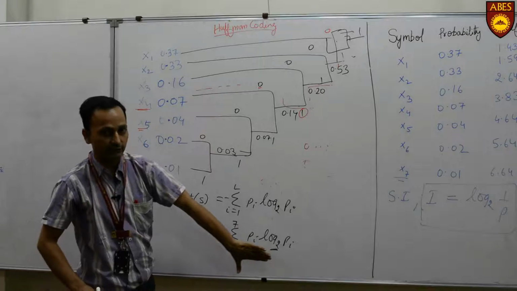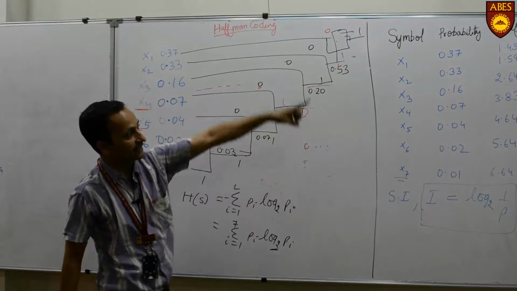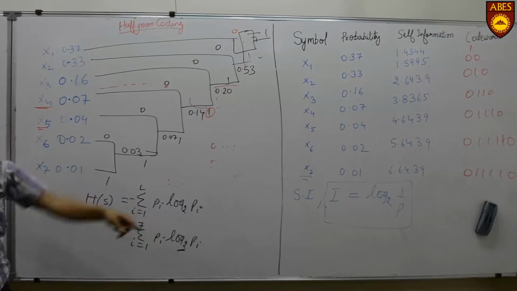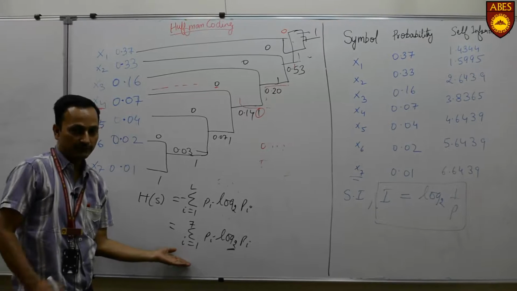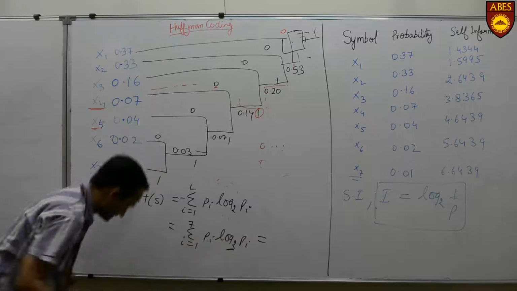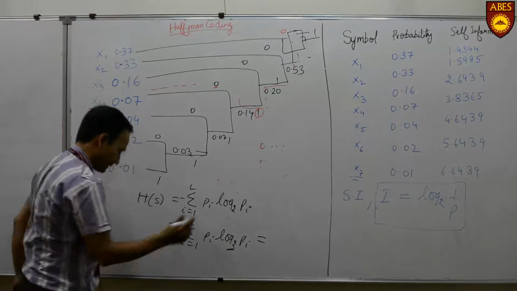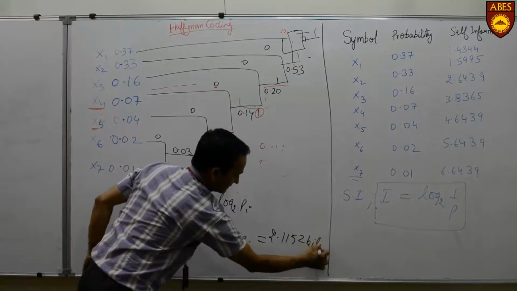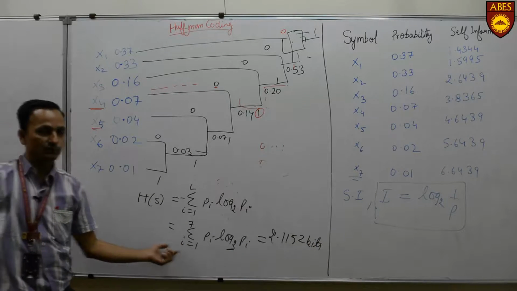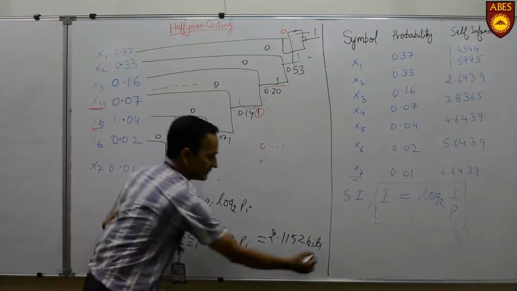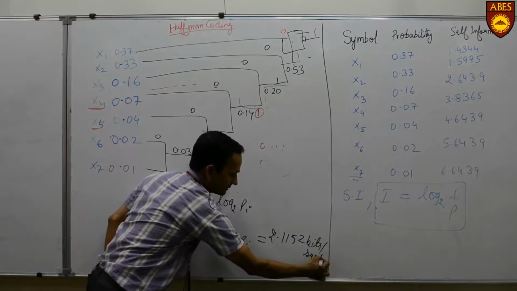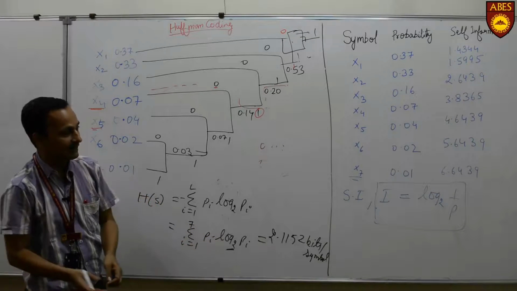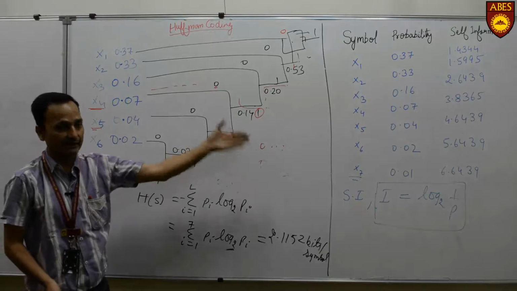So first we have to calculate the entropy. To calculate the entropy, we calculated the self information, and we add up all this self information to get the entropy. For my calculation, entropy comes out to be 2.1152 bits per symbol. This is the average information that I am getting from these symbols which I had encoded.